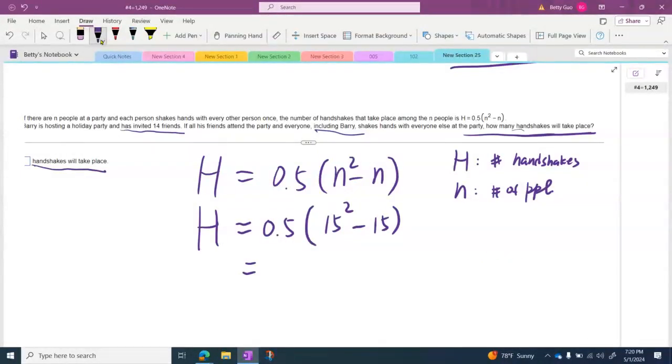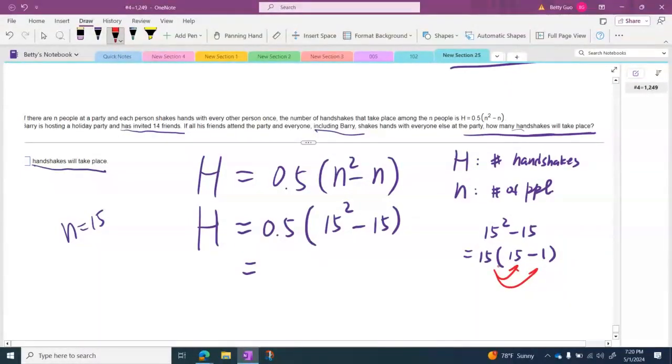Let me show you a trick. If you don't want to calculate the 15 squared, in case you don't have a calculator, you can do this. 15 squared minus 15, you can factor 15 out, and then 15 minus 1. You can double check we factor 15 out correctly. 15 times 15, 15 squared, 15 times 1, negative 15, right? And then in the parentheses, we have 15 minus 1, that is 14.